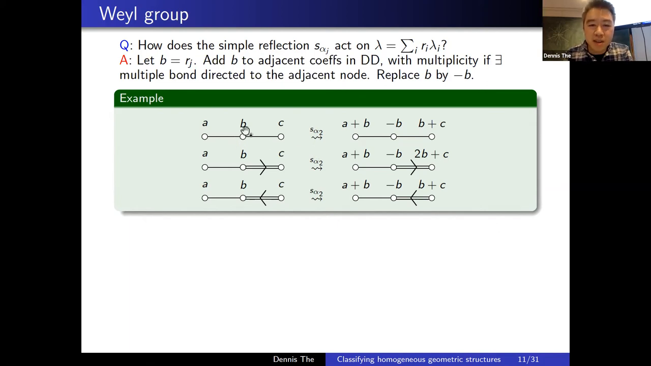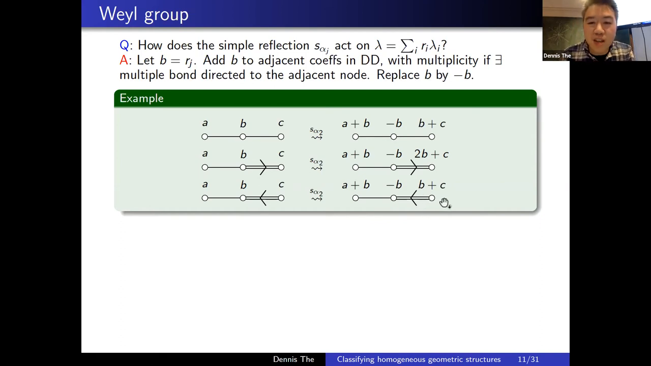You take that B on the node in which you're reflecting, and then you transfer it, you add it to the adjacent nodes. So this becomes A plus B, and then B plus C, and then you flip this coefficient over here. If you have multiplicity directed away from the node in which you're reflecting, then you carry that multiplicity over. So here you would have a 2B plus C. If the arrow is directed into this node, you don't carry that multiplicity. It's just multiplicity one.